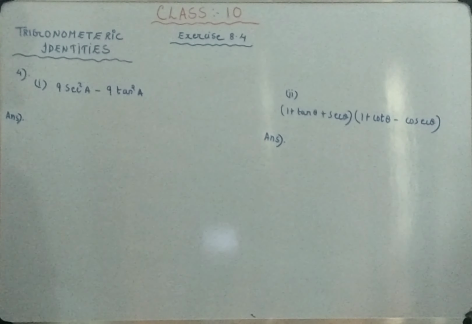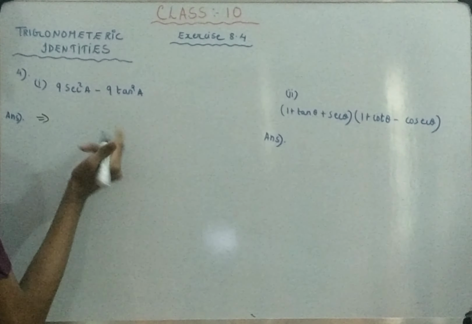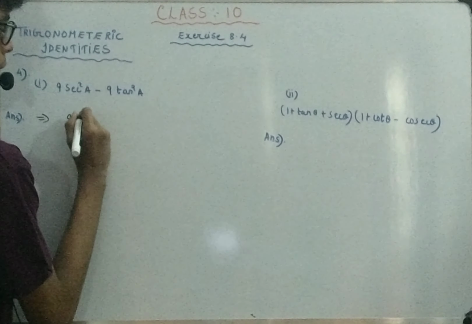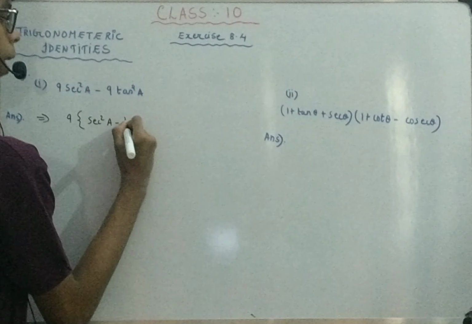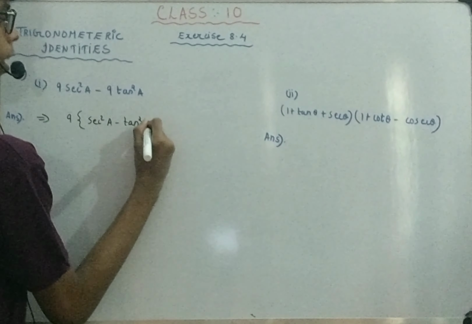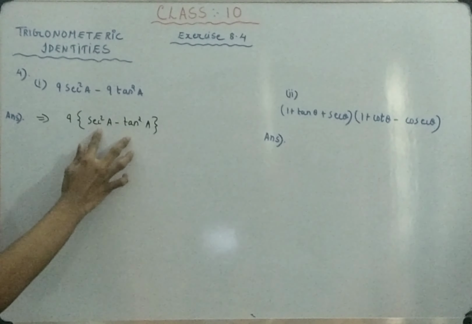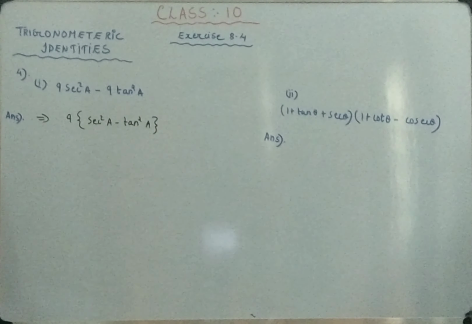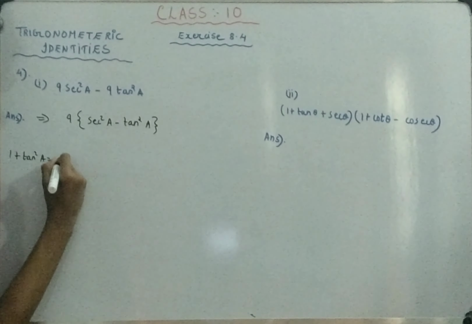Okay, first of all, what we can do is take 9 common, isn't it? I took 9 common, so I will be getting sec square A minus tan square A inside the bracket. Now look, do we know what sec square A minus tan square A is? Yes, we know. We know our identity 1 plus tan square A is equal to sec square A.